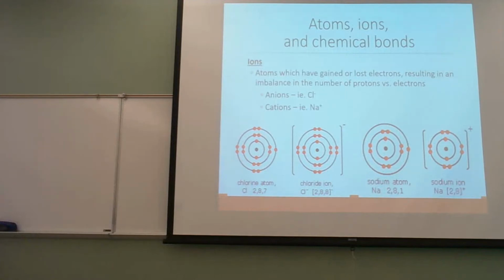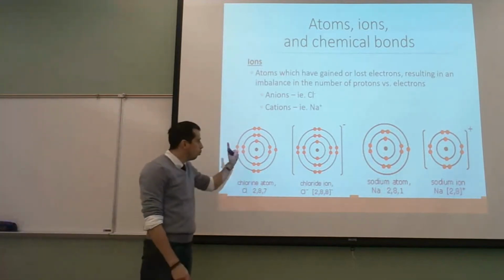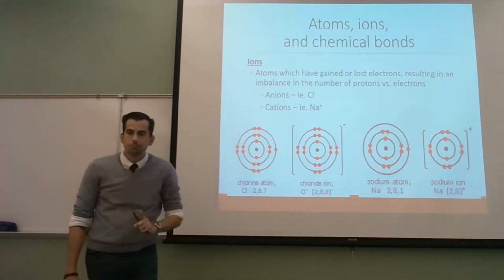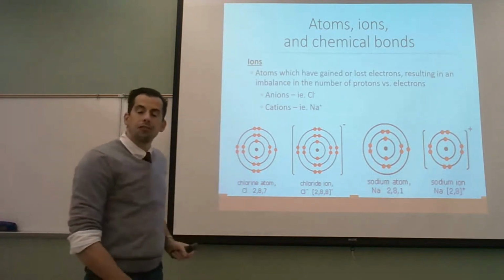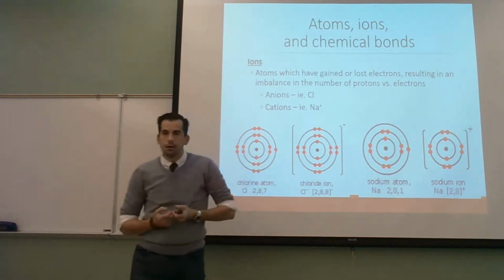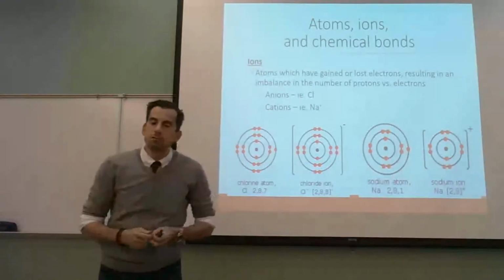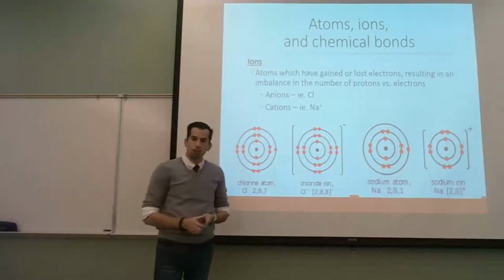How many would make it full? That third layer can hold as many as 8. It's 1 short. So it's going to have an affinity for an additional electron. It's going to attract 1 more electron to fill up its outer level. That's where it's most happy. That's where it's most stable.